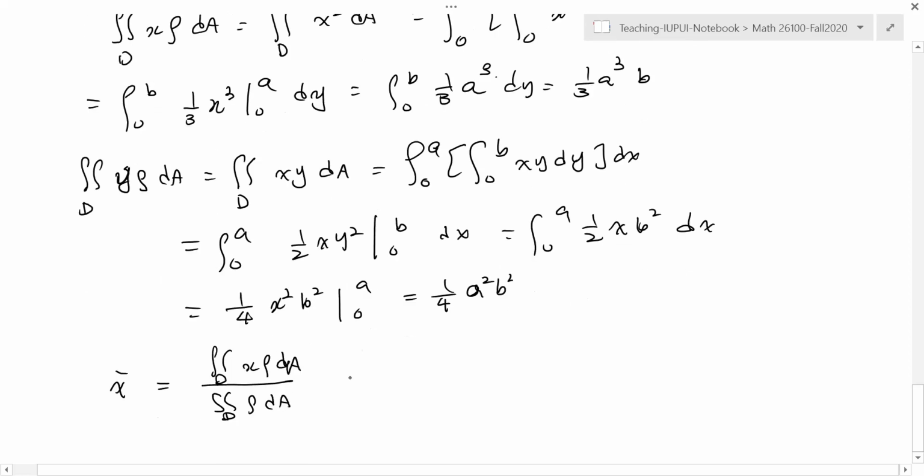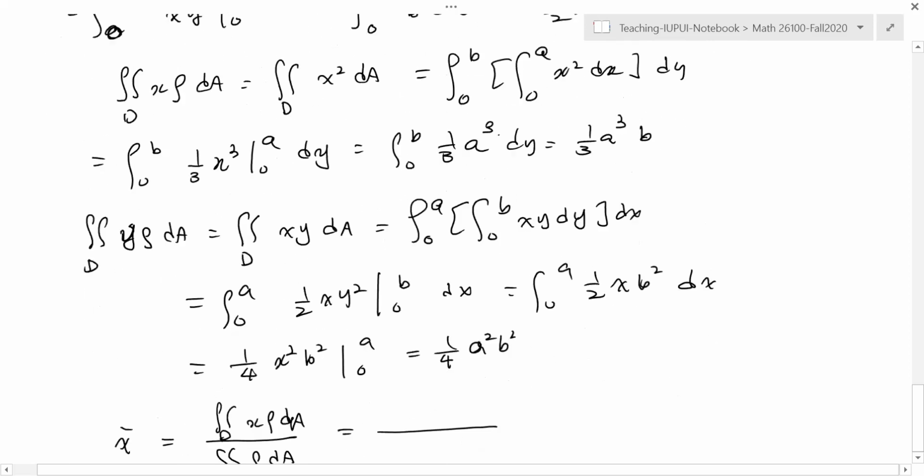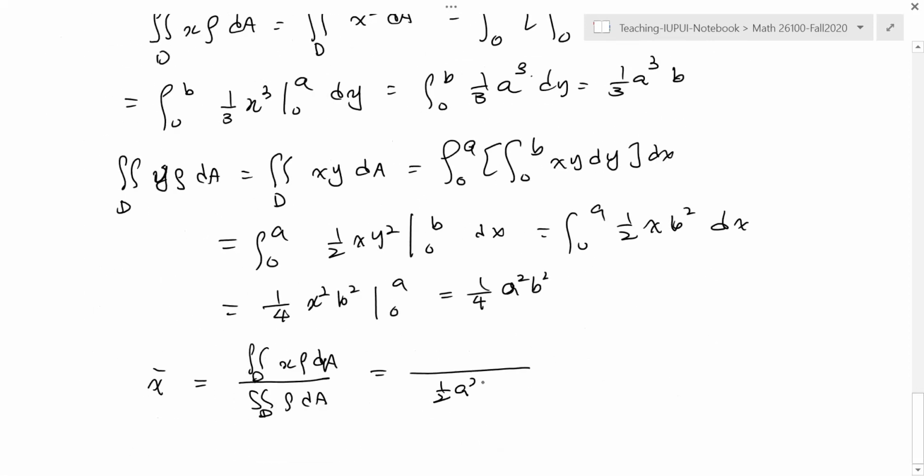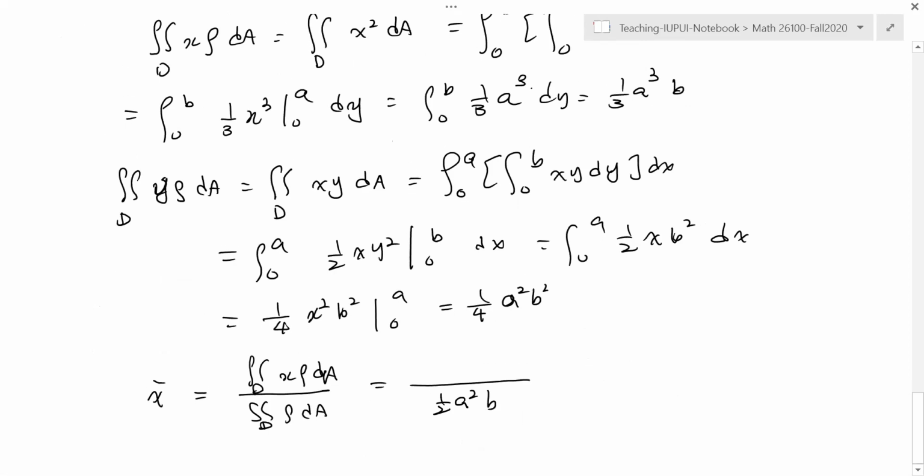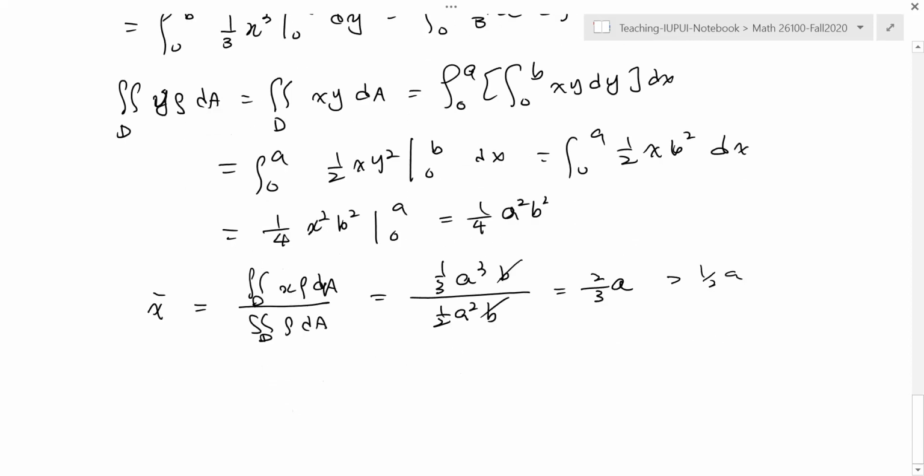Okay. So what do we got here? The new denominator is half of a squared b. The numerator is going to be 1/3 of a cubed b. You find out it's independent of b, and that'll be 2/3 of a. So it's greater than 1/2, right? So we predict 1/2 of a. Y bar, I should get half of b.